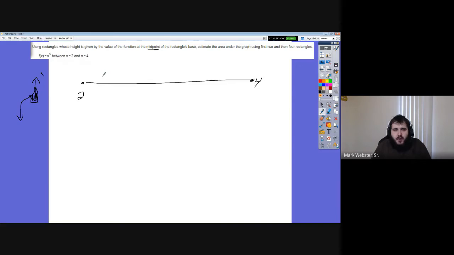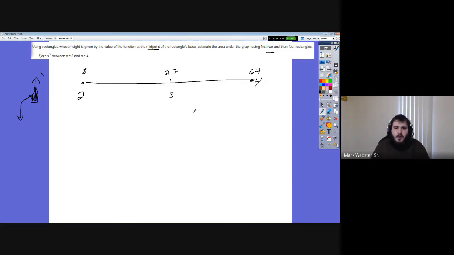So first we want 2 rectangles. Well, if we want 2 rectangles, what's halfway between 2 and 4? 3, right? So once again, here's our x values. Let's find our y values. 2 cubed is 8. 3 cubed is 27. 4 cubed is 64.